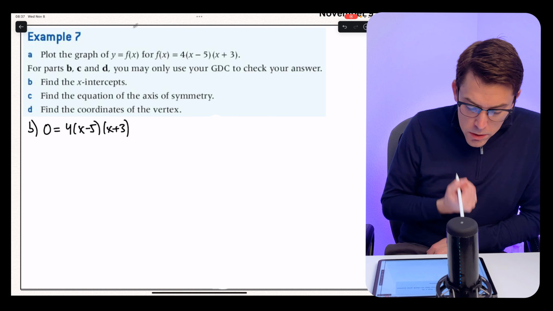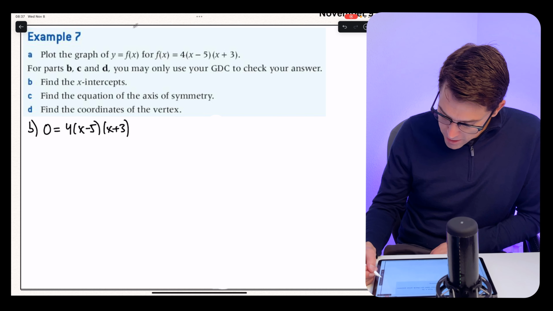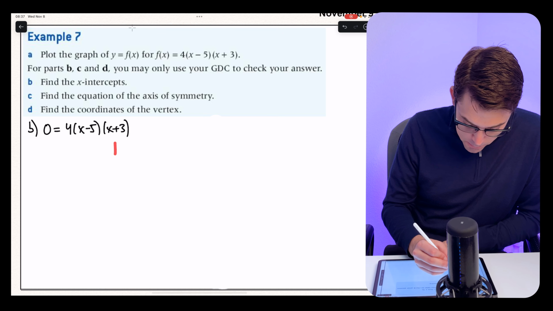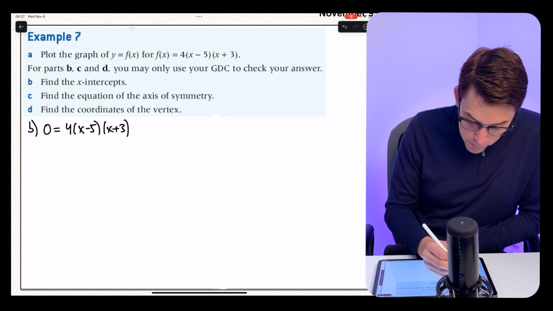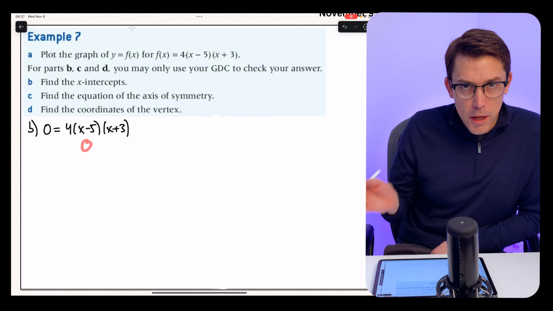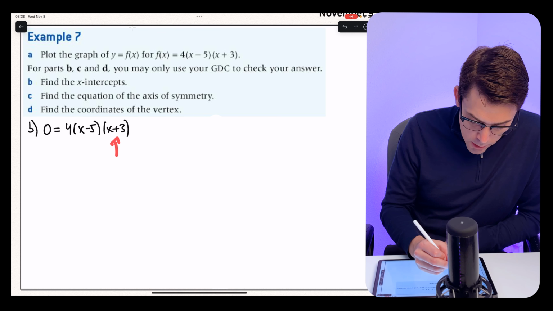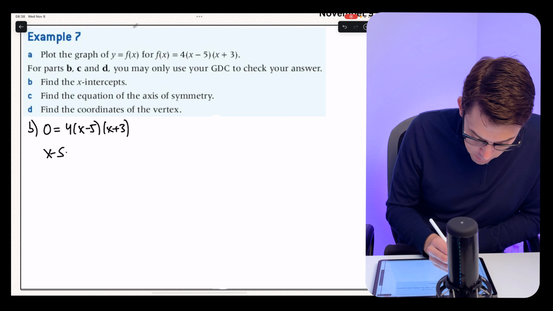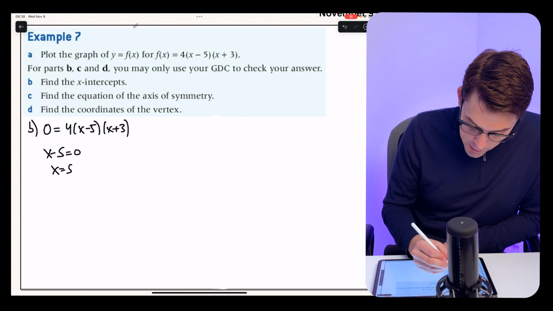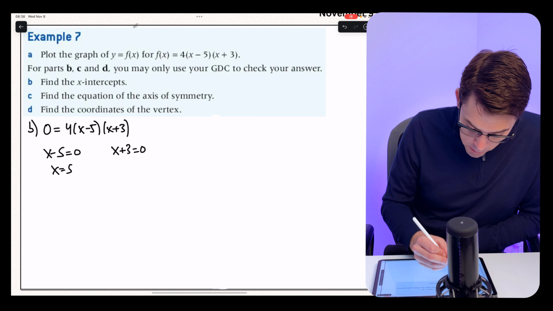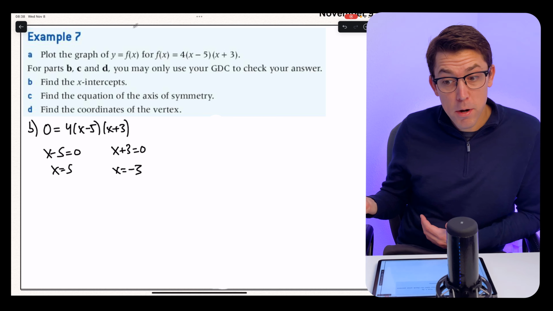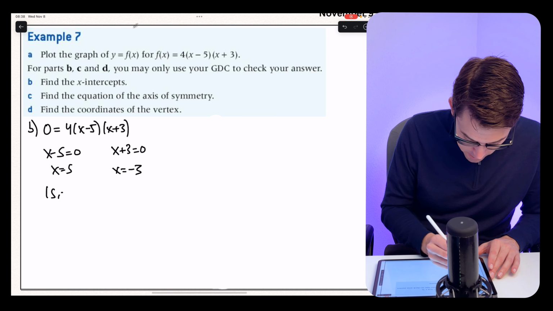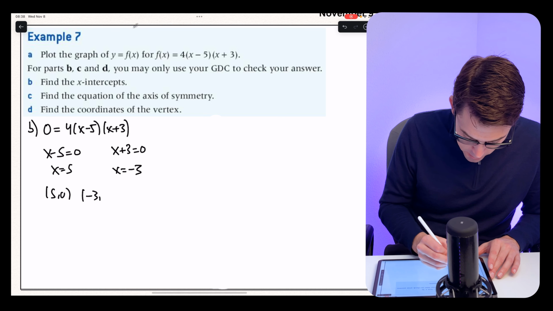Okay, so when would this equation be 0? Remember, if this term, x minus 5, is multiplying this term, x plus 3, well, if this is 0, this whole thing becomes equal to 0. Or if this is 0, this whole thing becomes equal to 0. So when does x minus 5 equal 0? Well, that's when x is equal to 5. And when does x plus 3 equal 0? It's when x is equal to negative 3. So there are my two x-intercepts: (5, 0) as well as (negative 3, 0).